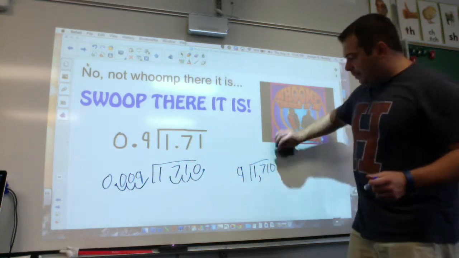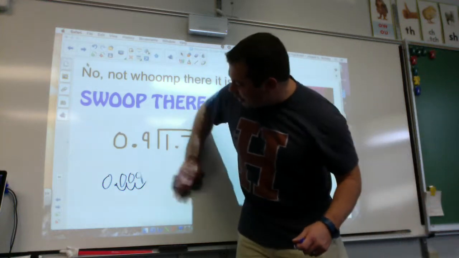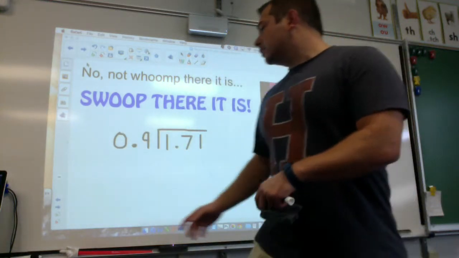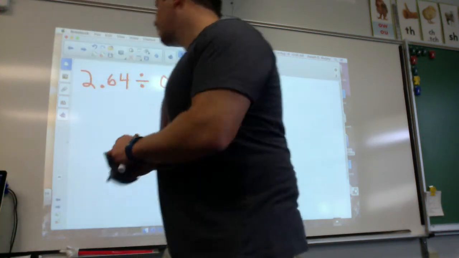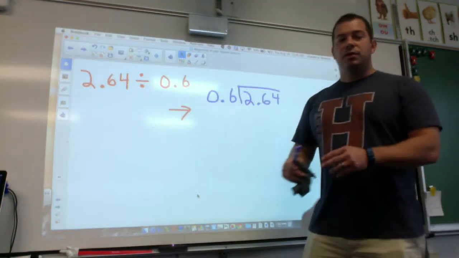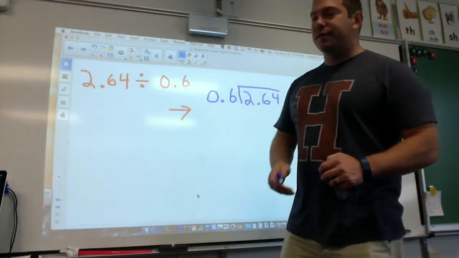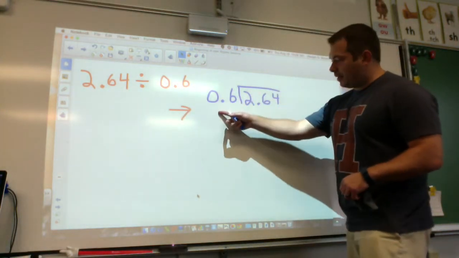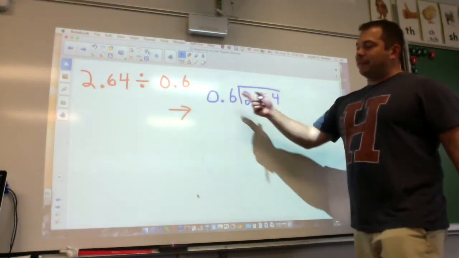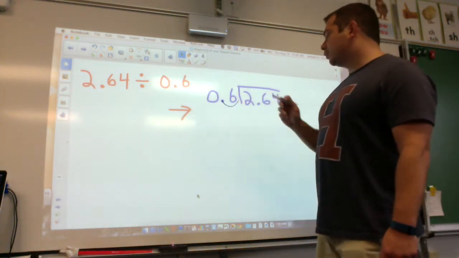So it's a little complicated, but nothing that we can't handle if we focus. Okay, let's try this one together. 2 and 64 hundredths divided by 6/10. So 2 and 64 hundredths divided by 6/10. Luckily, I only have to make one swoop.